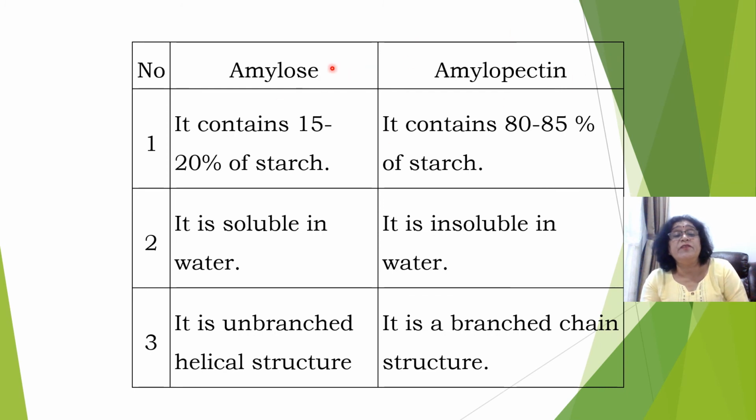Now what is the difference between amylose and amylopectin? Amylose makes up 15 to 20% of starch and amylopectin makes up 80 to 85% of starch. Amylose is soluble in water, amylopectin is insoluble. Amylose is an unbranched helical structure while amylopectin is a branched chain structure.